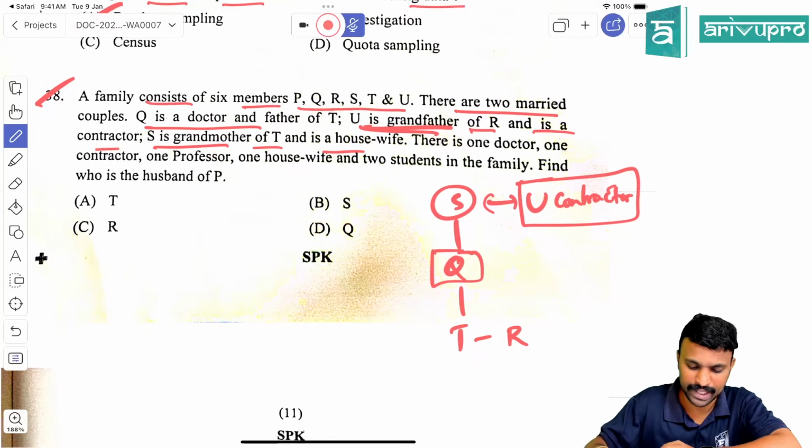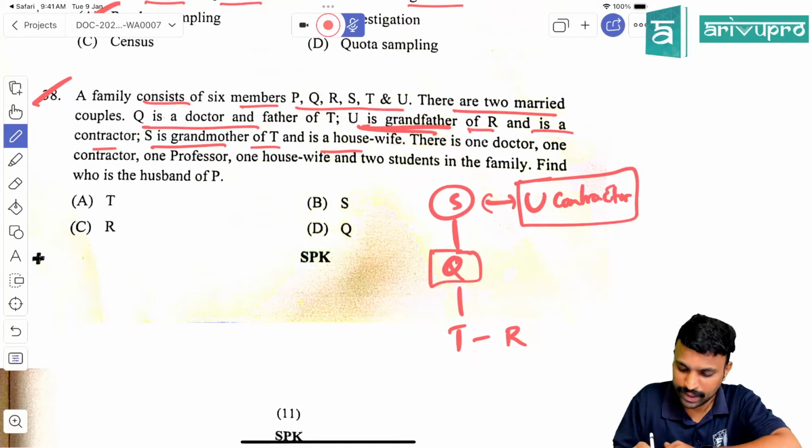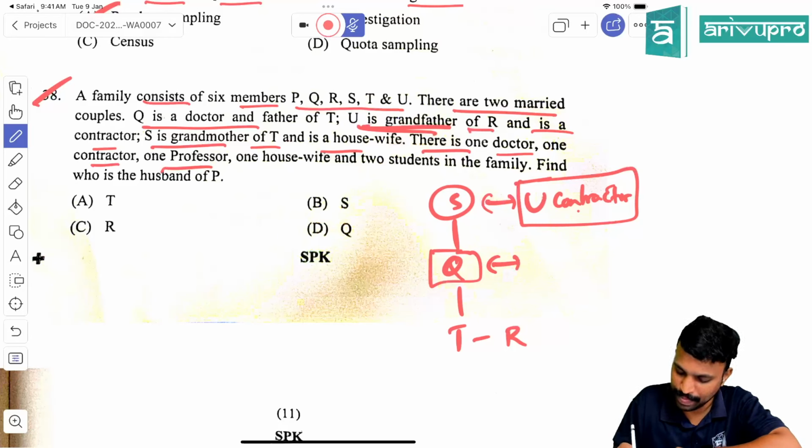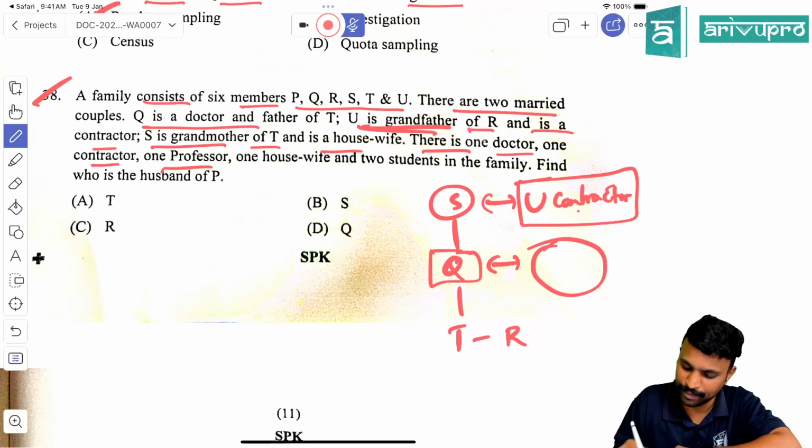And what else they have said? There is 1 doctor. So 1 doctor is already there. 1 contractor is already there. 1 professor. Who should be that professor? Definitely wife of Q. Correct? Who could be that professor? Who is the remaining person? P is the remaining person. So P only has to be the professor.